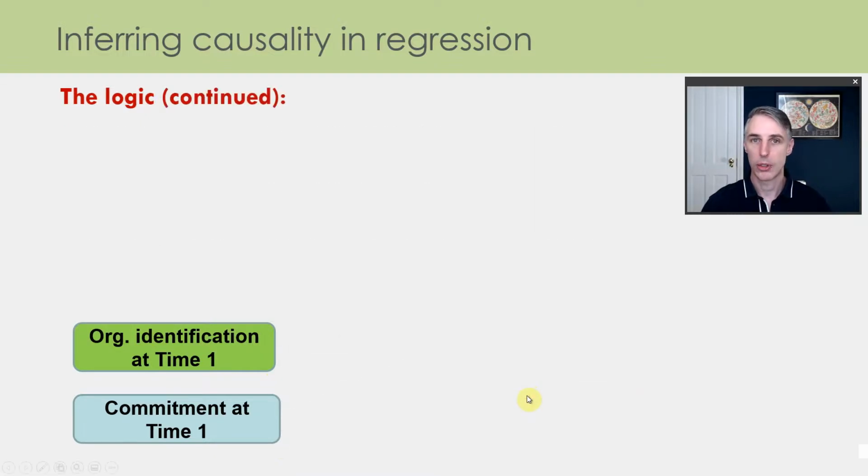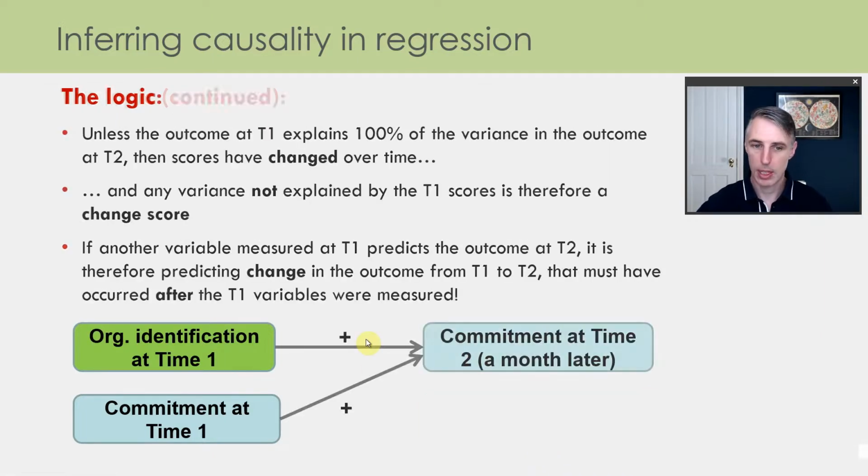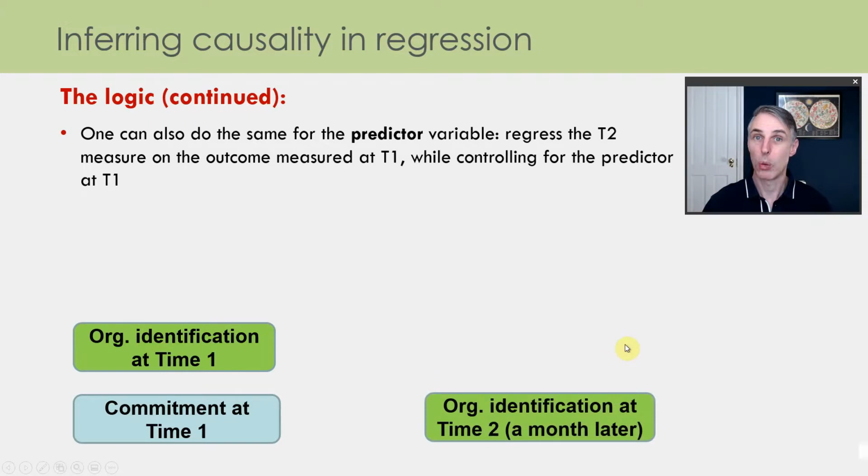Okay, let's take that a step further. You can also run a regression analysis for the predictor variable, and this is a way of testing the reverse causal relationship. So let's say in our previous example, identification predicts change over time in commitment. Could the reverse also be true? Could commitment be predicting change over time in identification? Well, we can also test that. That's part of the fully cross-lagged model.